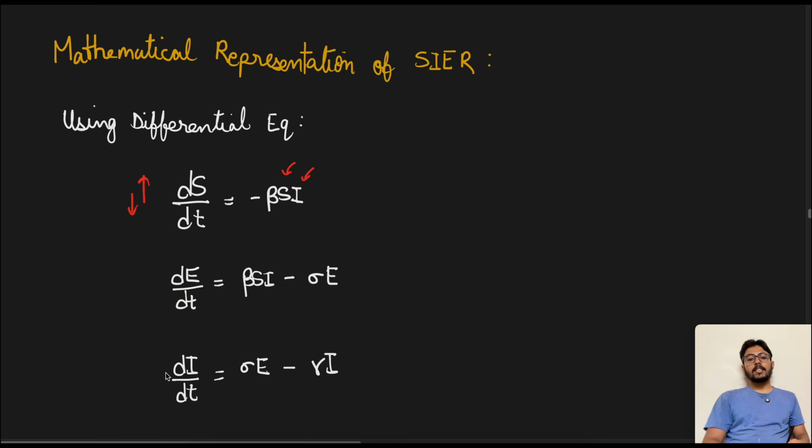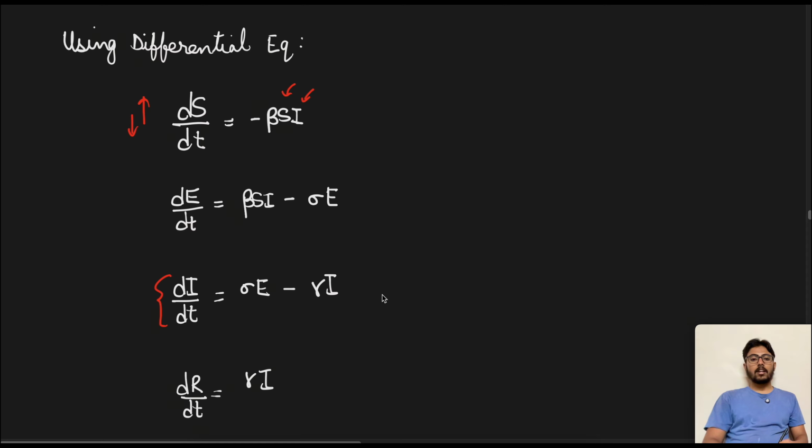Next is the rate of change of infected individuals. For that it is sigma times E minus gamma times I. Now you see we are using constants in all components of the equation to regulate the parameters so that it best matches the actual data. Last is the rate of change of recovered individuals. For that it's simply gamma times the number of infected individuals at that time t.